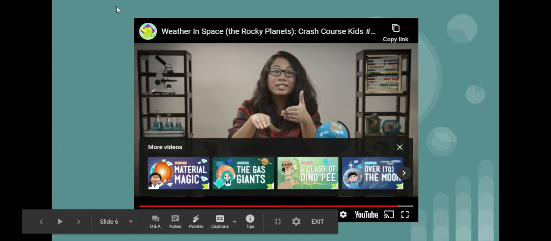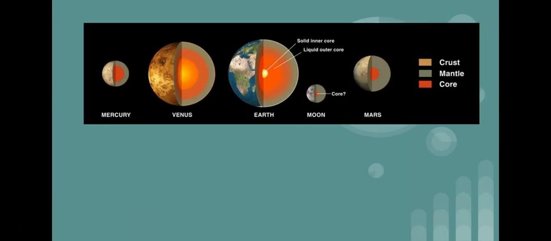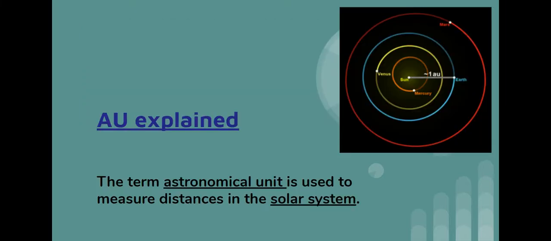All right, so that was a nice little introduction to terrestrial planets. So, astronomical unit explained. The term astronomical unit is used to measure distances in the solar system. From Sun to Earth is 1 astronomical unit.